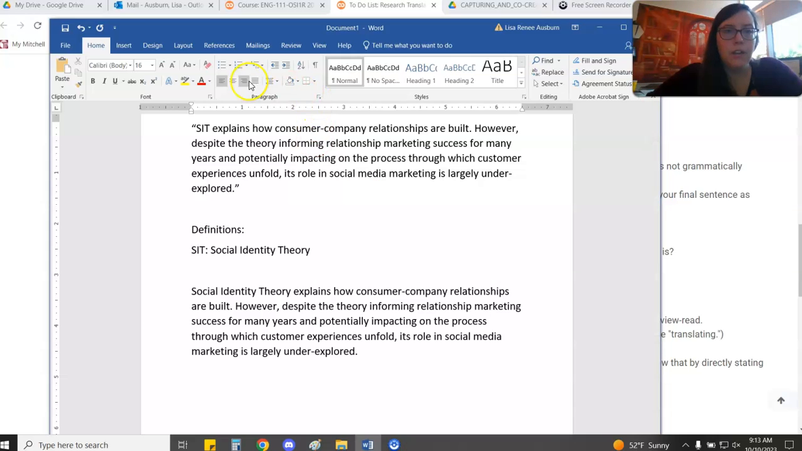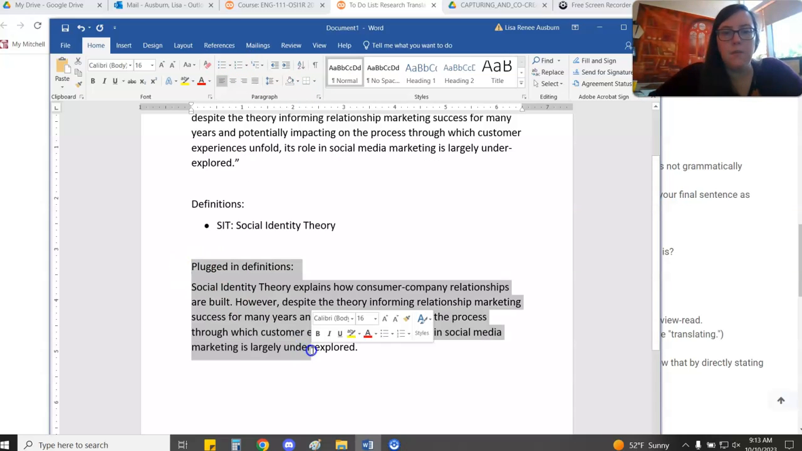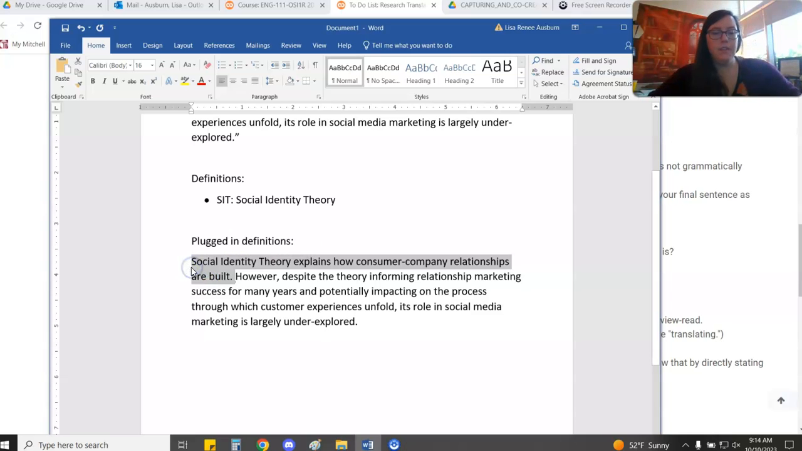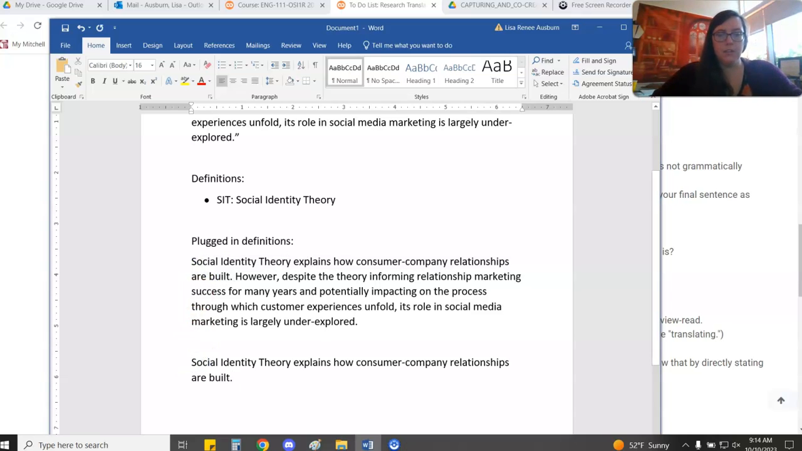I only needed one, you might need more. And here's my sentence with the plugged in definitions. From there, I want you to chunk the sentence into manageable phrases. So I'm going to start with the first sentence all on its own.